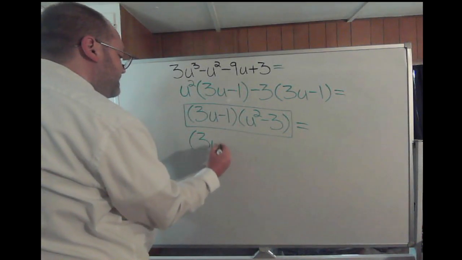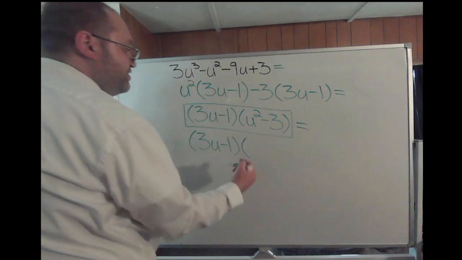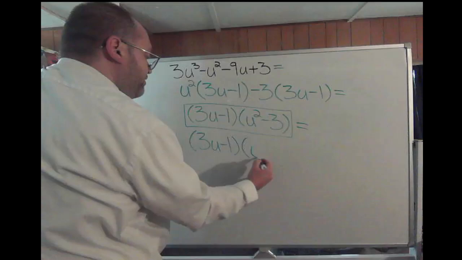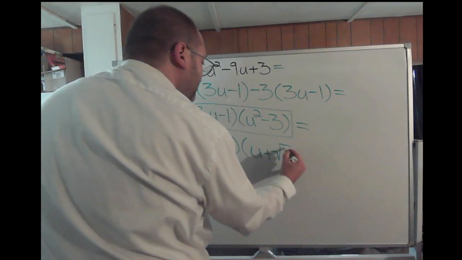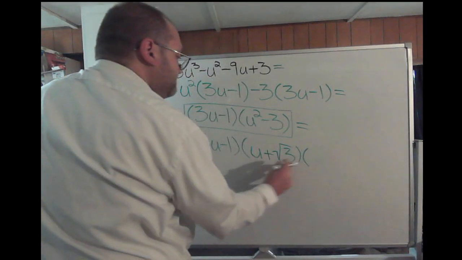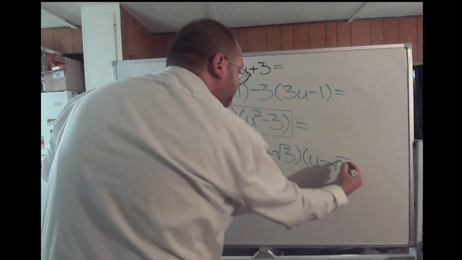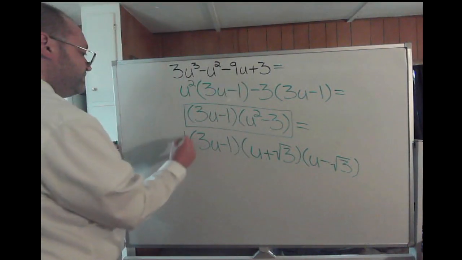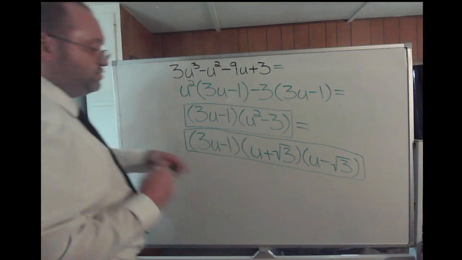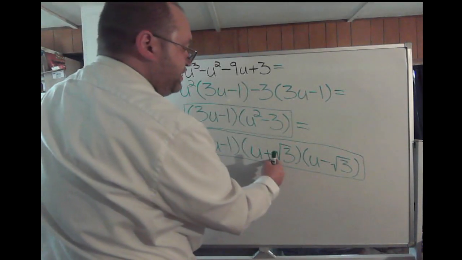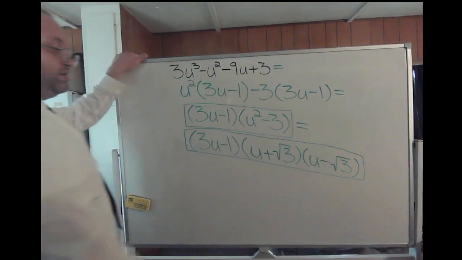But if you were to factor that further, you would get the quantity of 3u minus 1. Now, factoring the difference of two squares, you take the square root of the first number plus the square root of the second number. Well, the square root of 3 is just that. Then you take that times the quantity of the square root of the first number minus the square root of the second number. So if we were to factor it further, you would get the quantity of 3u minus 1 times the quantity of u plus the square root of 3 times the quantity of u minus the square root of 3. That would be the complete factorization.